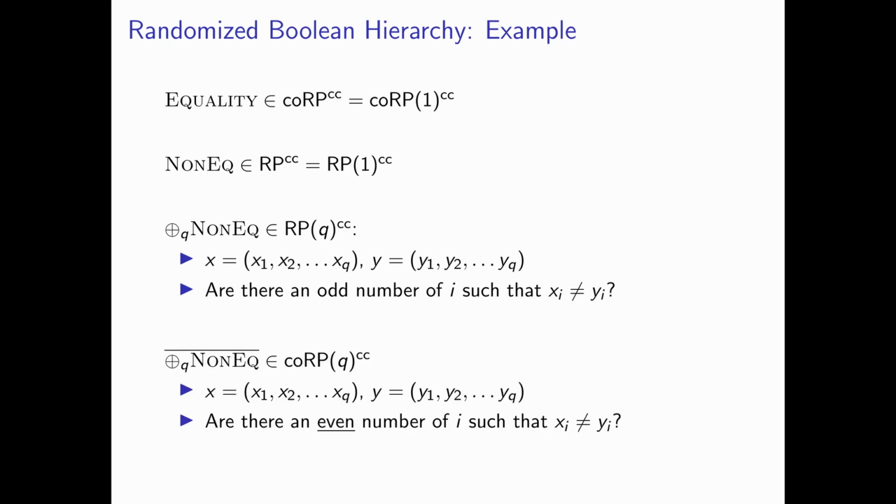Simply negate this to get negated parity of Q non-equalities. This function returns true if there are an even number of i such that xi is not equal to yi. This negated parity of Q non-equalities function is in co-RPQ.